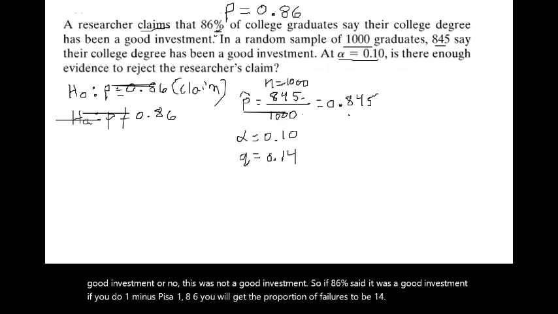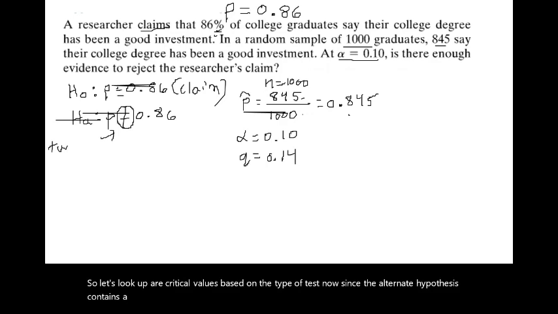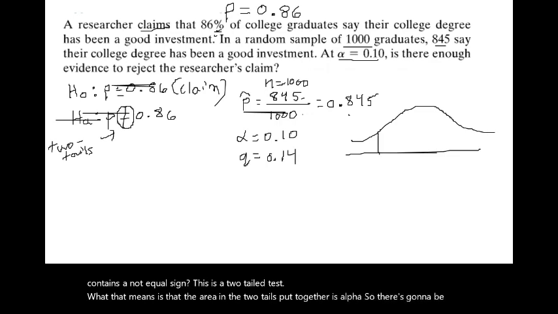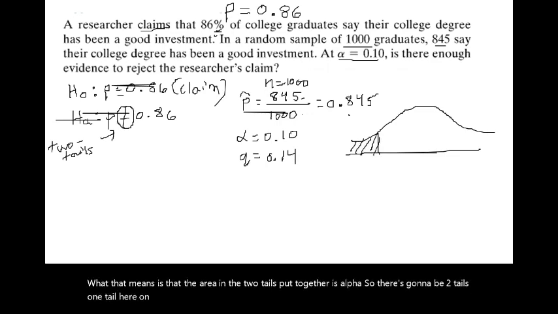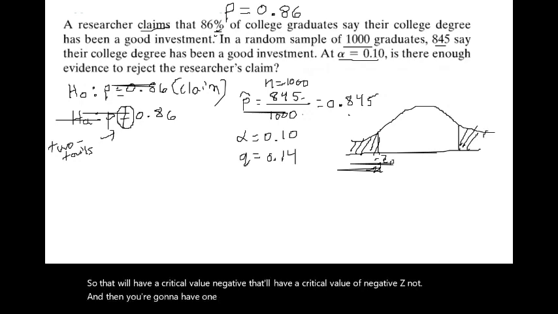So let's look up our critical values based on the type of test. Since the alternate hypothesis contains a not equal sign, this is a two-tailed test. What that means is that the area in the two tails put together is alpha. So there are two tails: one tail on the left, which will have a critical value of negative z naught, and one rejection region on the right, which will have a positive z naught.